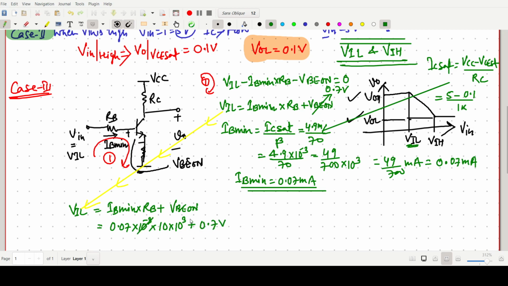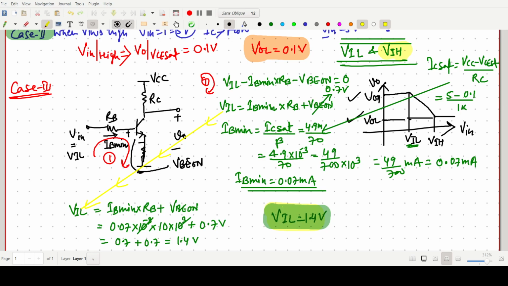Okay, so this should be cancelled, so it should be 0.07 into 10 plus 0.7, so it should be 1.4 volt. So we have found the value of VIL as 1.4 volt. For this question we have to know the concept of BJT. So VIL we have already found. Now one more thing we have to find, that is our VIH.